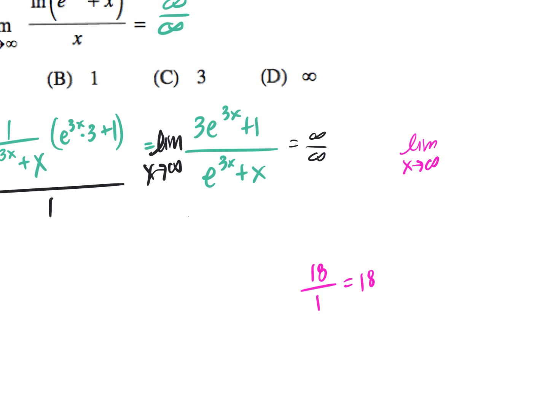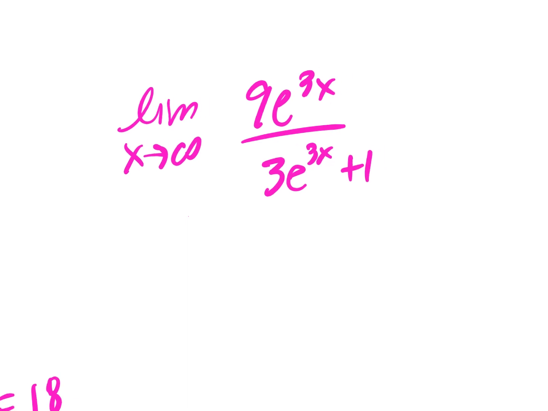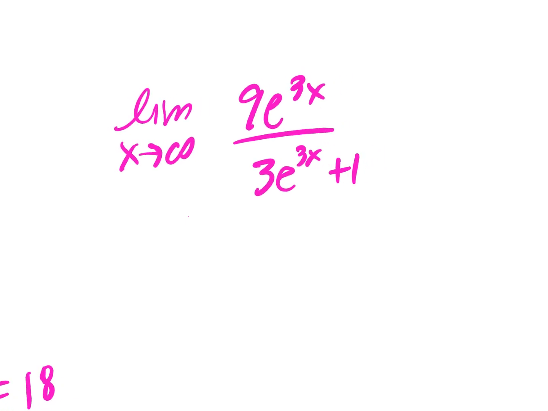What's the derivative of this top guy? 9e to the 3x. Bottom one? 3e to the 3x plus 1. Am I still going to get infinity over infinity? Yeah. So one more time. Can you just do 3 over 1? Not e to the 3, not because of the addition here. Because we're adding 1. Now, we're going to get there.